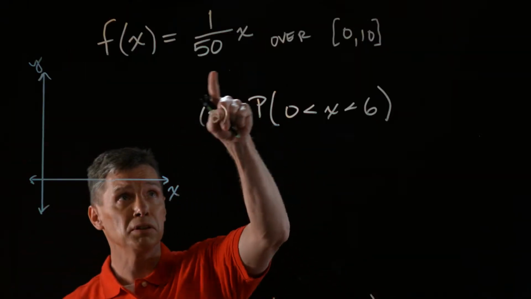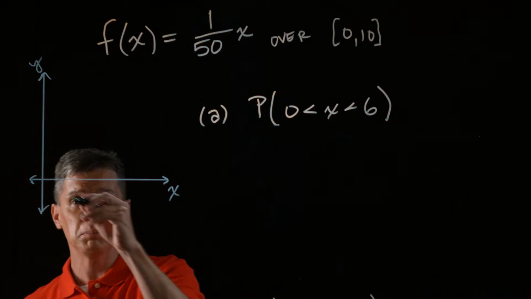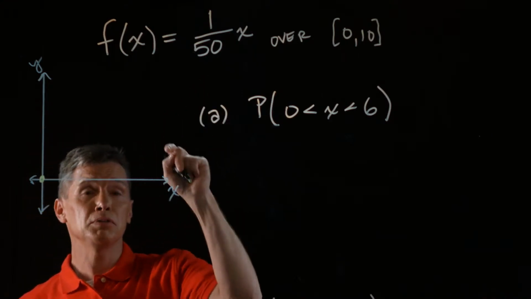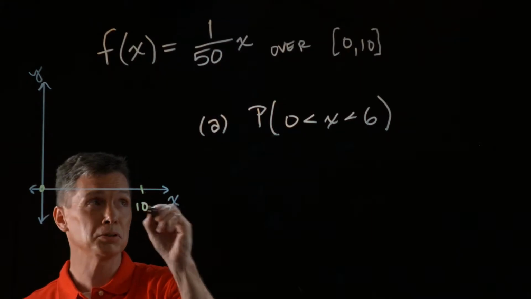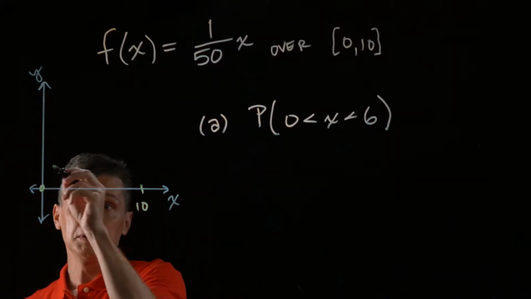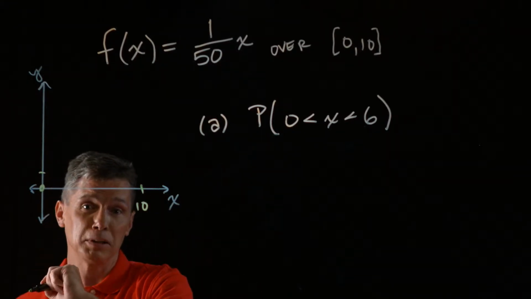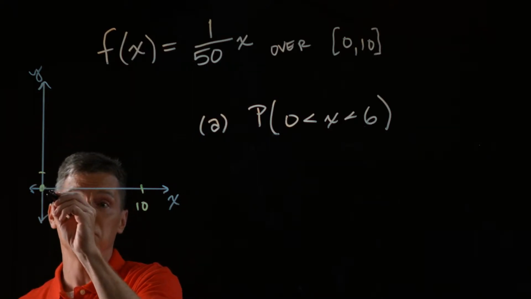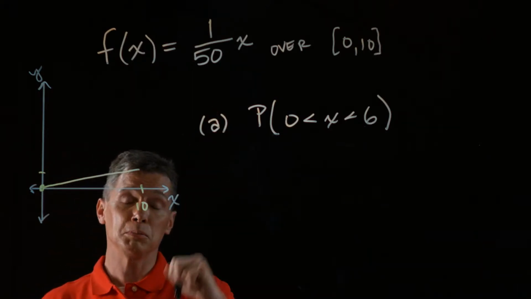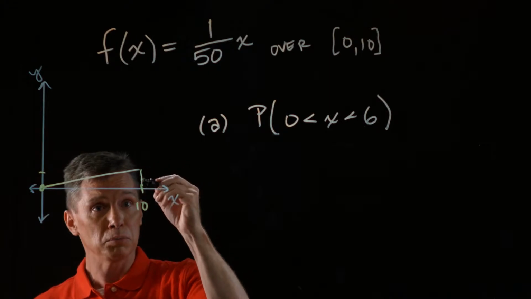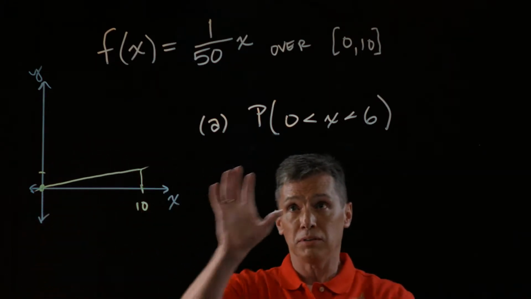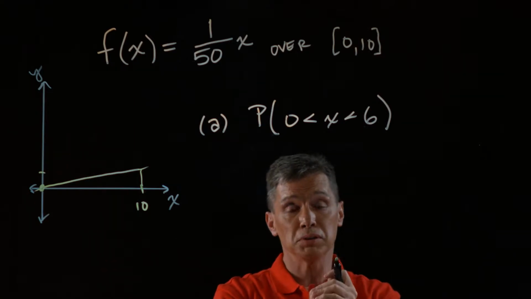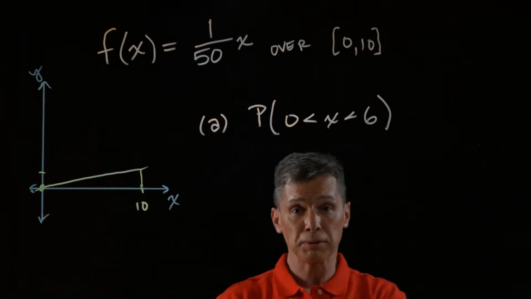You can tell it's just a linear function, an intercept of 0, and a slope of 1/50th. Mine might not be perfectly to scale, but I need to go from 0 to 10 on the x-axis. I'm not going to be going very far up at all on the y-axis. It's really only going to end up being 1/50th. So our slope is going to be 1/50th. You have this probability density function, and we use that to find each of these probabilities. We'll be able to see that in the drawing.